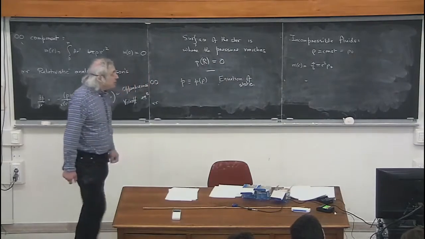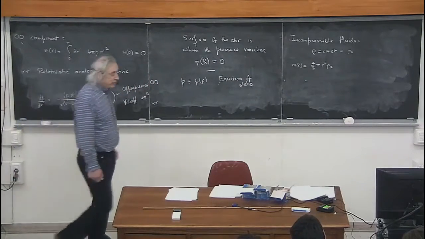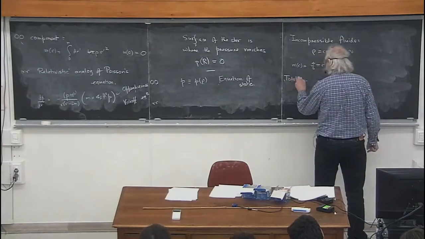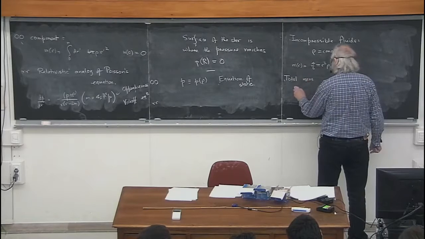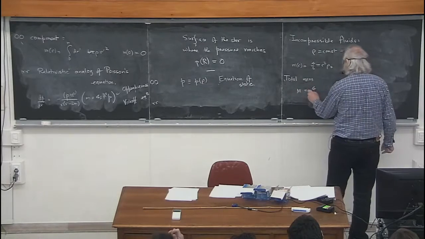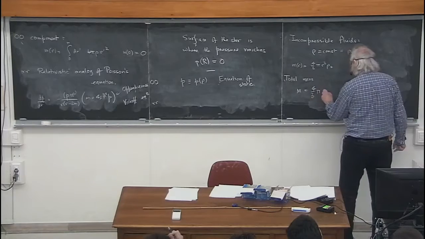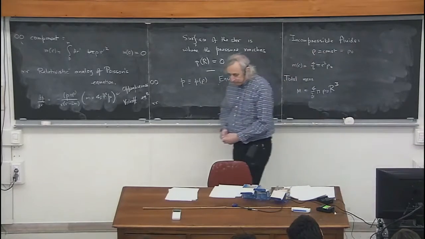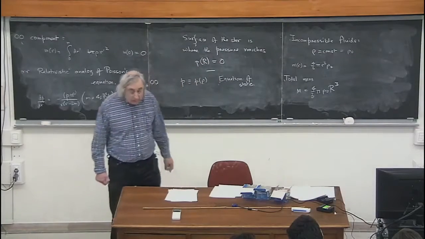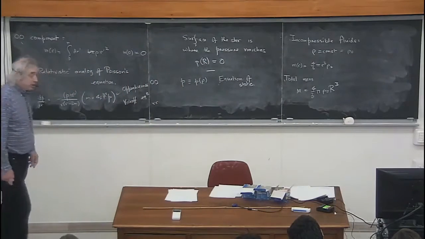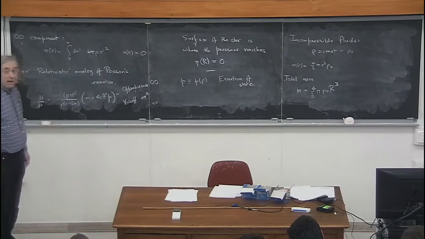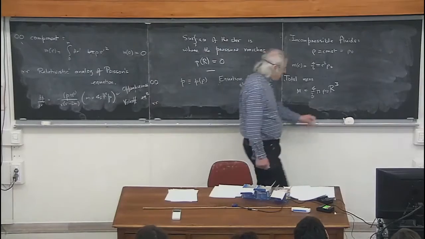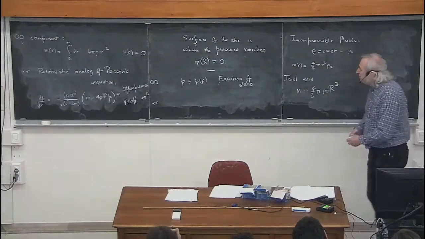That tells you immediately that the total mass of the star, capital M, is equal to 4 pi over 3 rho naught big R cubed. Now you can substitute back in and find the pressure and the gravitational potential as a function of R. Let's do that.